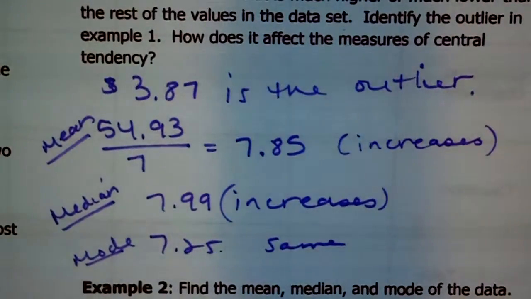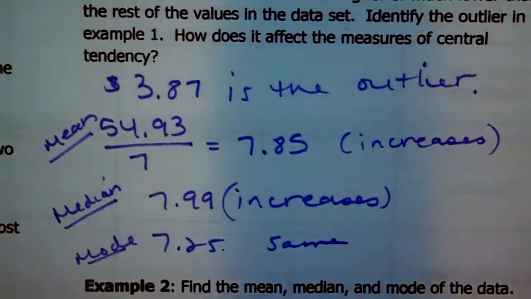And this is basically what would happen. If your outlier is way smaller than all the rest of the data values, then if you take it out, your mean, your median, those are going to increase. If I had a value that was way higher than all the rest and took it out, I'd end up having a mean and median that decreased.